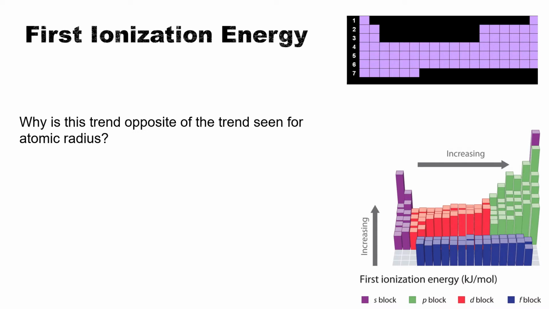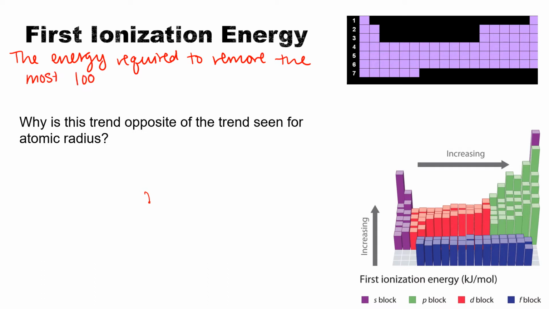So the first trend that we're going to be looking at when we are talking about periodic trends in today's video is that of first ionization energy. And first ionization energy means the energy required to remove the most loosely held electron from an atom. And so generally that electron is going to be a valence electron. So it's the amount of energy required to remove a valence electron.